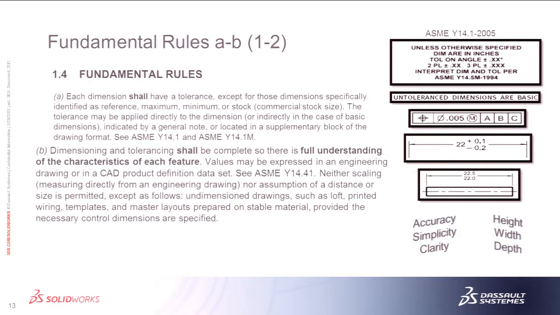All right, so dimensioning and tolerance shall be complete, so there's a full understanding of the characteristics of each feature. Basically, just what we said, each feature on the part must be dimensioned, toleranced, must have size, location, and tolerancing. So it's pretty simple, but every time I'm checking a drawing, I ask: is the feature located? Is it sized? Is it toleranced? If it's got those three, you can move on to the next feature and go through the entire drawing that way.